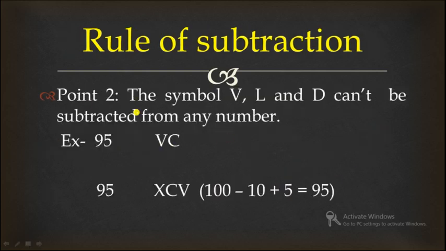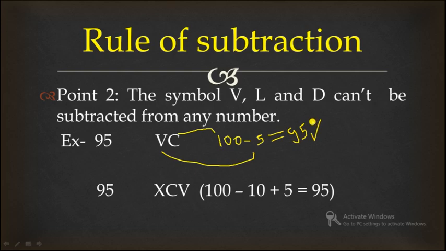Understood? Now point number 2: the symbols V, L and D cannot be subtracted from any number. Let's see the example. Here we have 95, and for that I have written VC. According to point number 1 we could write VC, because V is the smaller value symbol and C is the higher value symbol, so we could represent C 100 minus V 5.